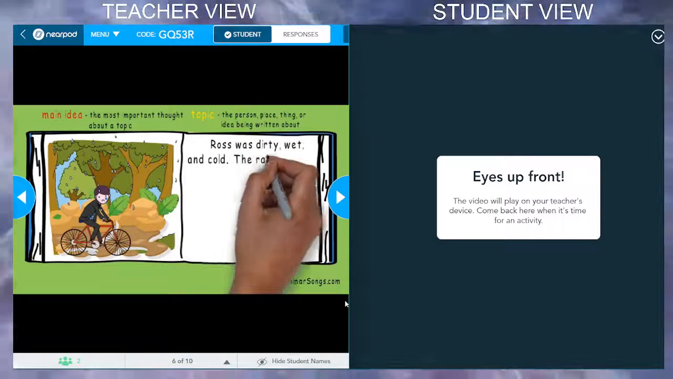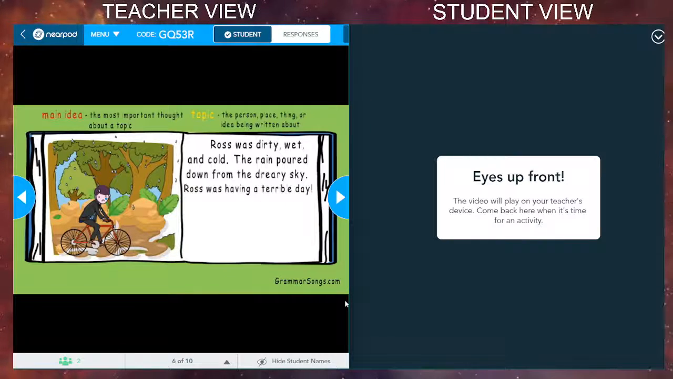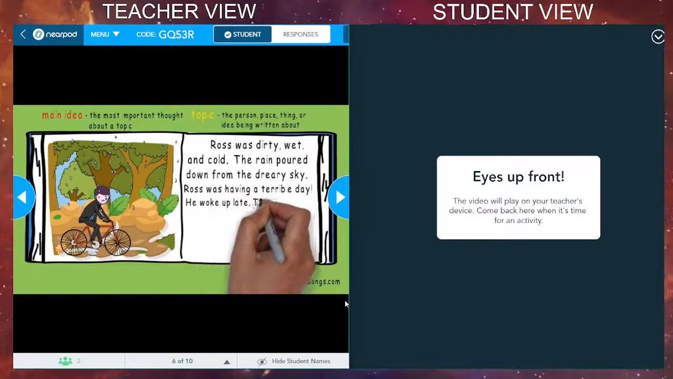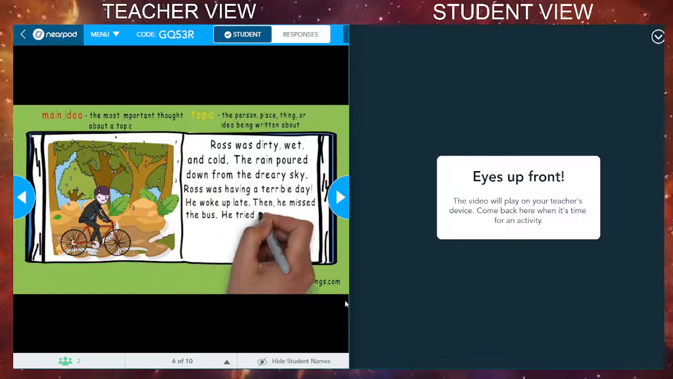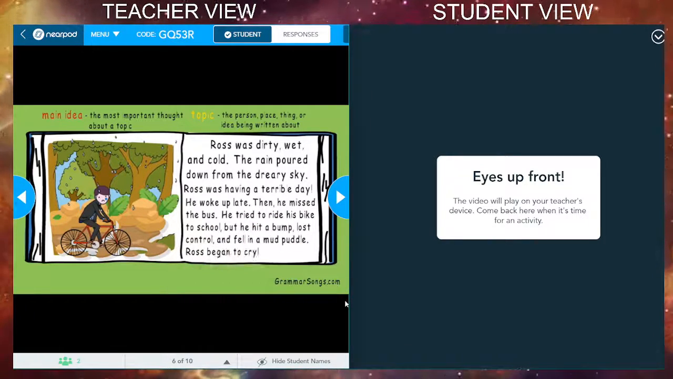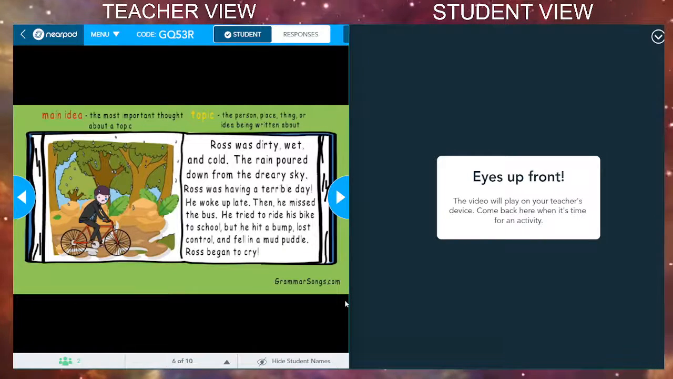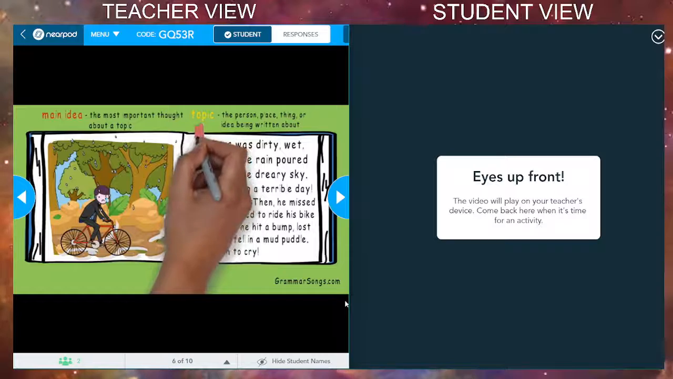Ross was dirty, wet, and cold. The rain poured down from the dreary sky. Ross was having a terrible day. He woke up late, then he missed the bus. He tried to ride his bike to school, but he hit a bump, lost control, and fell in a mud puddle. Ross began to cry.